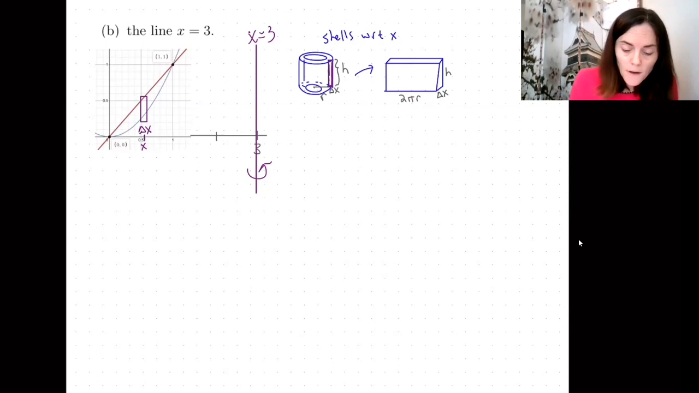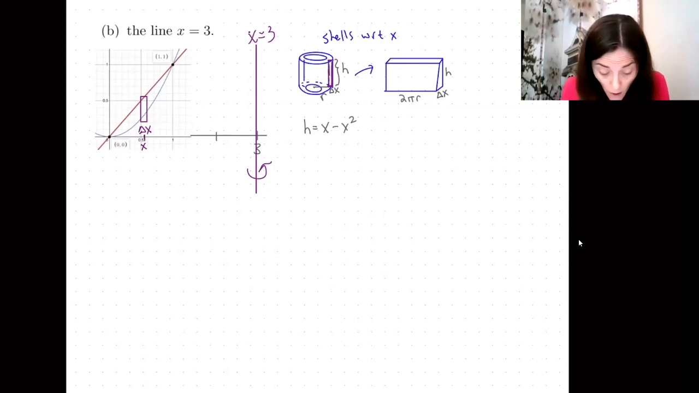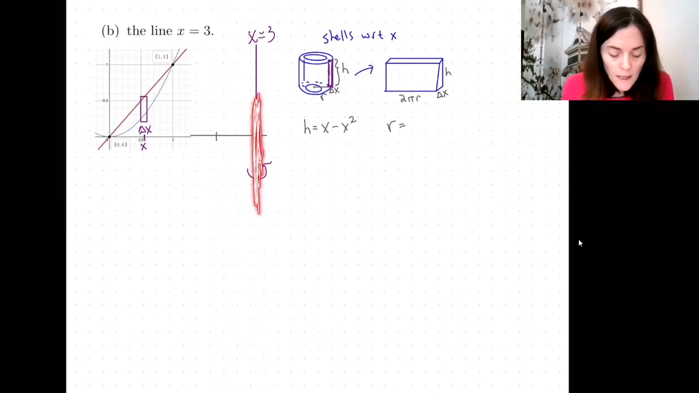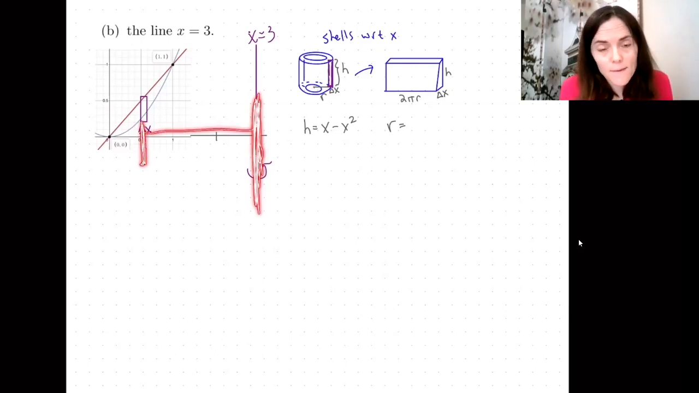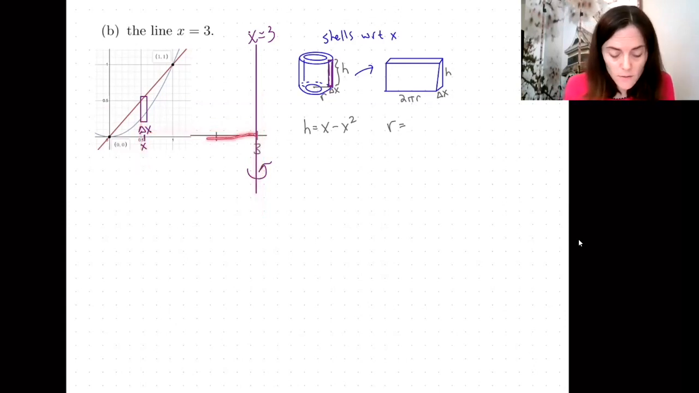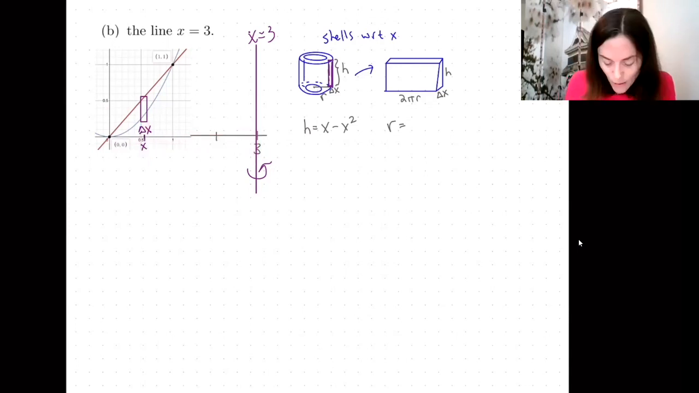Okay, so the height here, just like the last one, the height would be upper minus lower. Here, this minus this. The height is x minus x squared. But my r is what I need to think about. If you look at this picture, it goes from the axis of revolution out to the representative rectangle. Here, this is my axis of revolution. So I go from here out to my representative rectangle. And the question is, what is this length? This length is our r. And what is this? It's 3 minus x, right? 3 minus x is this length.